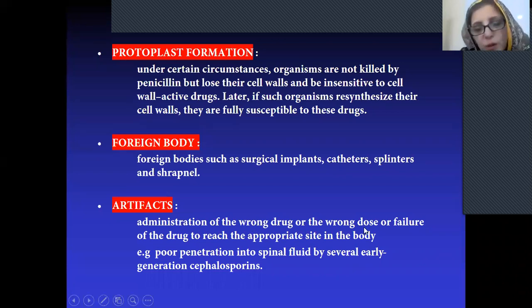If we are giving it in the wrong dose, required is 500 milligram, but we are giving 250 milligram. If we are not keeping in mind the penetration of the drug. For example, if we are giving a drug which does not penetrate fully into the spinal cord, how do we expect that the meningitis is going to be cured? So these are certain clinical fallacies or clinical wrongs which we are doing when we are administering a drug and we are labeling it as antibiotic resistance. If we start administering the proper drug in the proper dosage, keeping in mind its penetration into the tissues, then this antibiotic resistance pattern would not be seen.